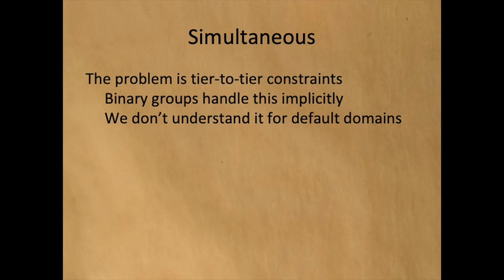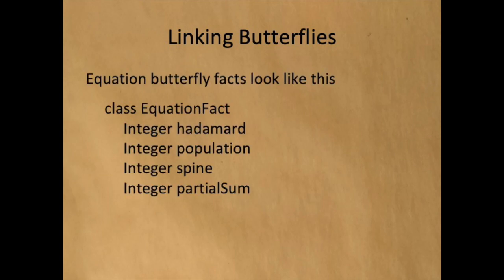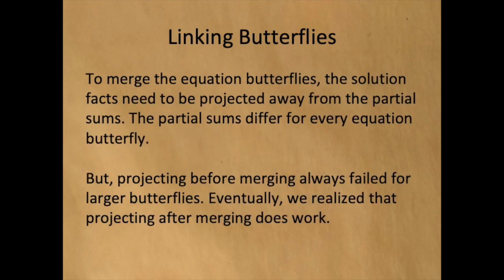Binary groups handle this implicitly, but we do not yet fully understand it for default domains. Linking butterflies. Equation butterflies look like this: Hadamard value, population value, spine value, and partial sum. To merge the equation butterflies, the solution facts need to be projected away from the partial sums, because the partial sums differ for every equation butterfly. But projecting before merging always failed for larger butterflies. Eventually we realized that projecting after merging does work.